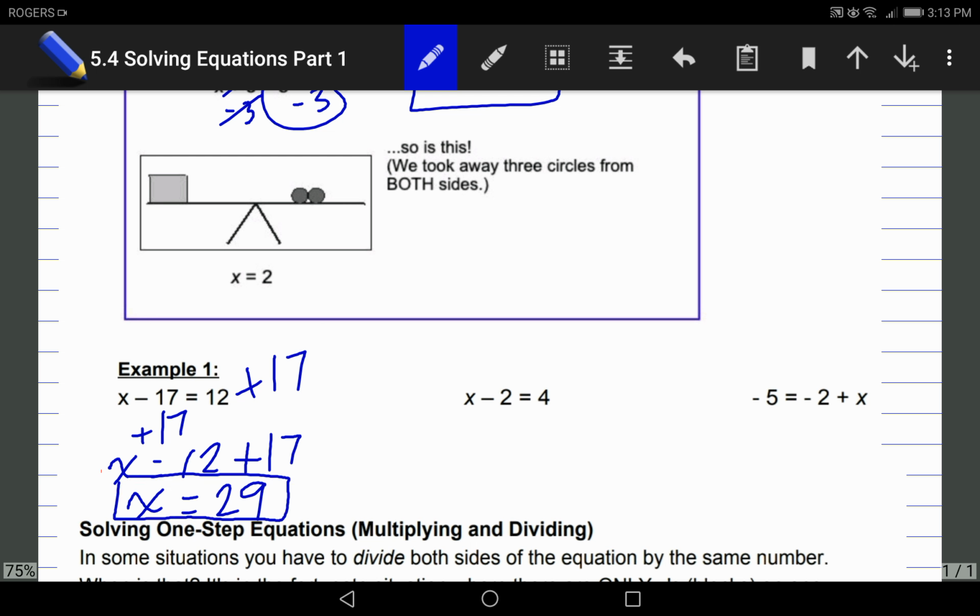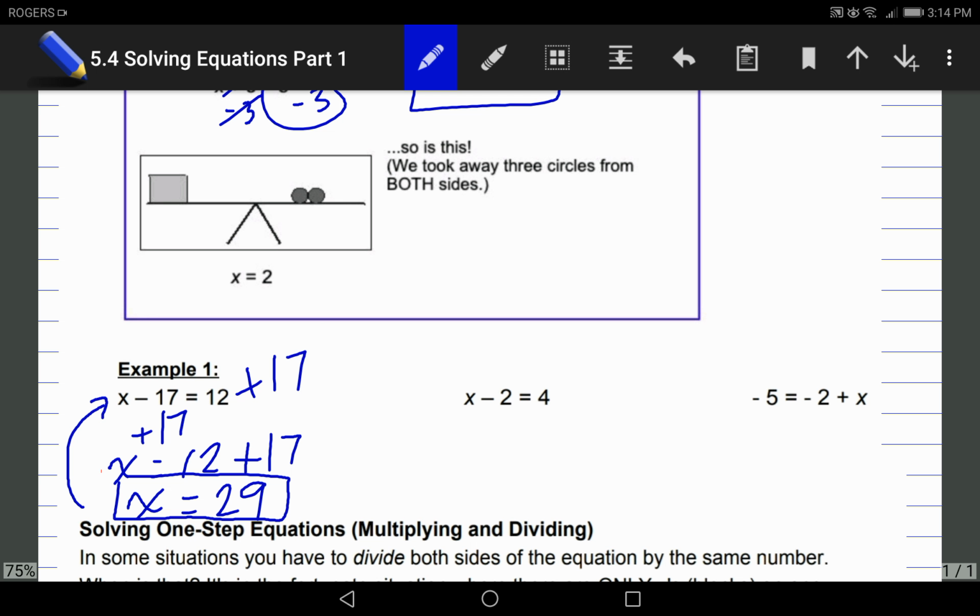And you can check your answer here. If I plugged in 29 into this x, I would have 29 minus 17, which of course equals 12. Okay, so you can always check your answer at the end to see if left side equals right side, if you plug in whatever you got for x into your equation. Let's do the next one.